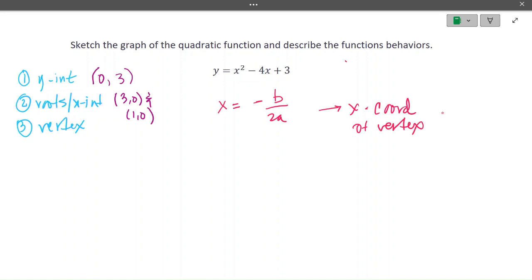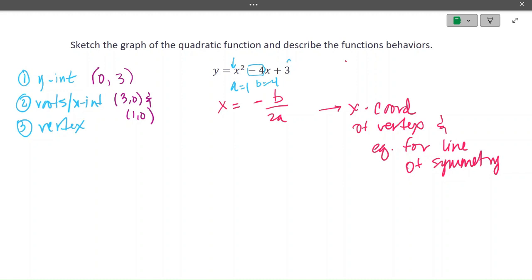Okay, and the equation for the line of symmetry. Whatever's in front of x squared is our a term, so in this case, a is 1. What is in front of our x term is b, so b is -4. And we don't need c, but we know it's 3, so I'll just say c is 3.